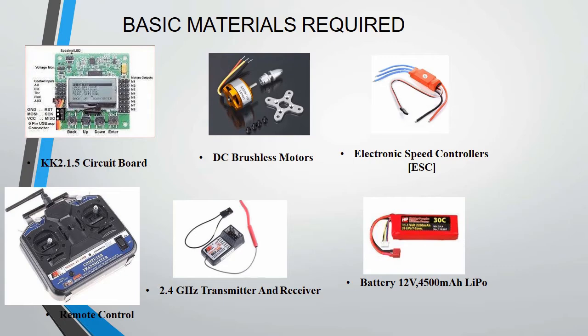Now, these are the pictures of the basic materials required. First is the circuit board, DC brushless motors, electronic speed controllers, that is ESC, and the remote control, it looks like this. Then a gigahertz transmitter and receiver, it looks like this, and then a battery of 12 volts and 4500 milliampere-hours, and then next.